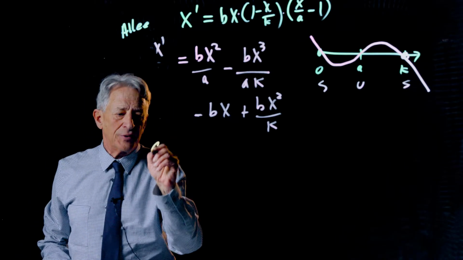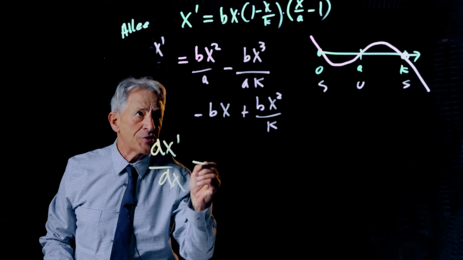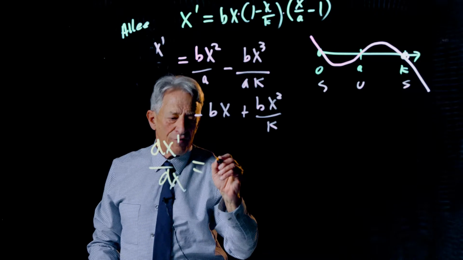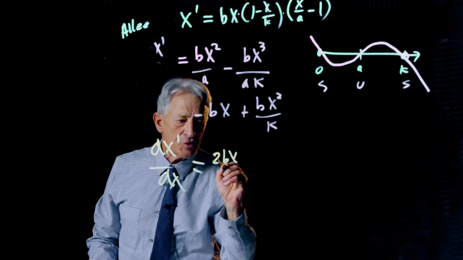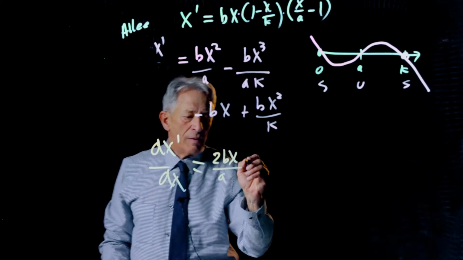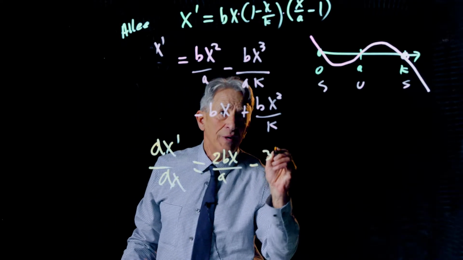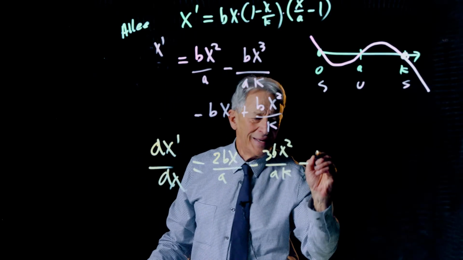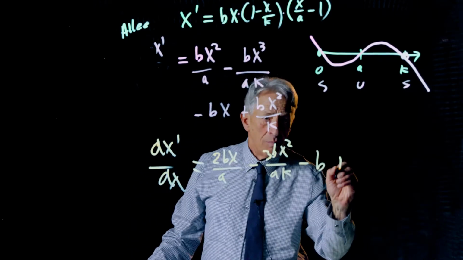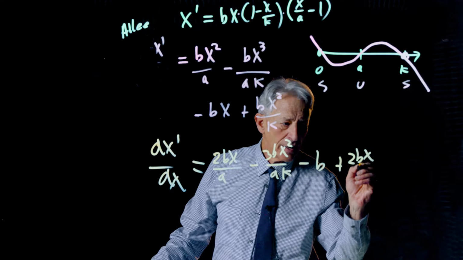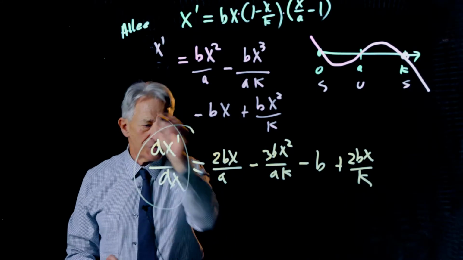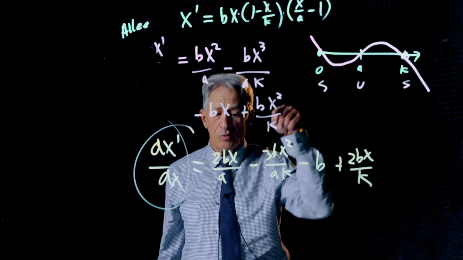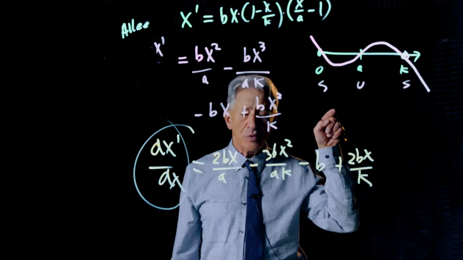Now we need to find dx prime dx. And so we start differentiating. Bx squared over a is 2bx over a minus 3bx squared over ak minus b plus 2bx over k. That's dx prime dx. Now, we just substitute x equals 0, x equals a, and x equals k.